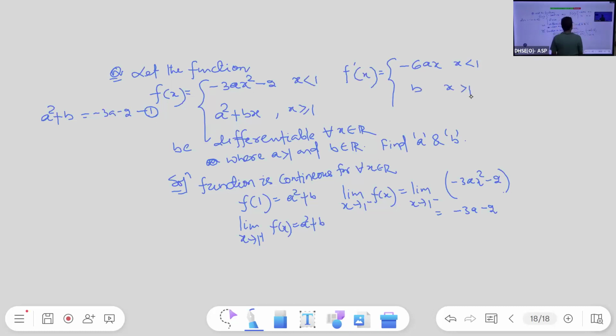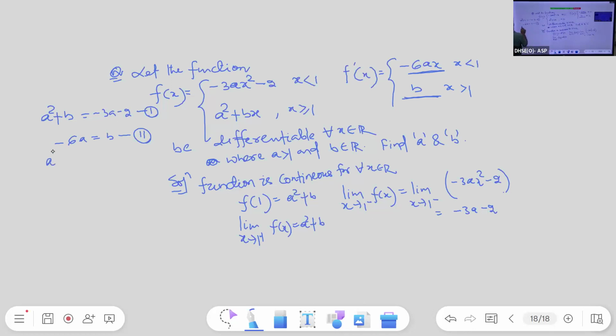Since the function is differentiable, left hand derivative should be equal to right hand derivative. The left hand derivative at x equal to 1 will be minus 6a. Right hand derivative at x equal to 1 will be b. So minus 6a is equal to b. So this is the second equation. Substitute b equal to minus 6a in the first equation.